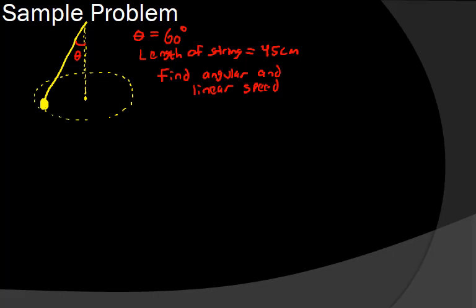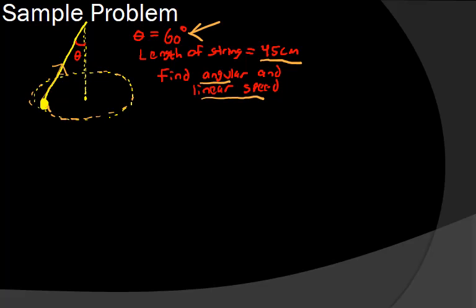Now we're going to take a look at a situation where we have a ball that's spinning around in a circle, but the force of tension is up at an angle. You can imagine this ball as it goes in the circle, being swung, with the tension up at an angle like this. Let's say the length of the string is 48 centimeters and the angle is 60 degrees. We want to find what the angular speed is and the linear speed.